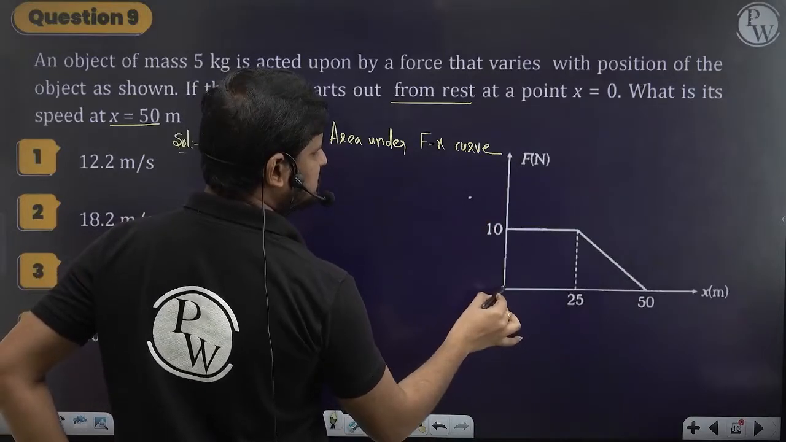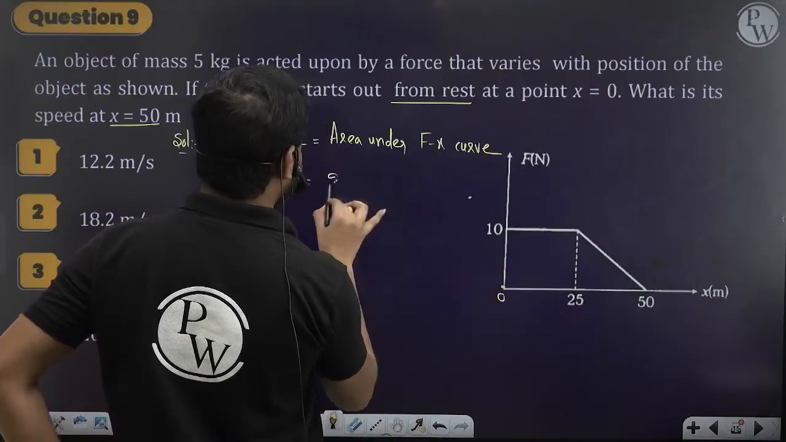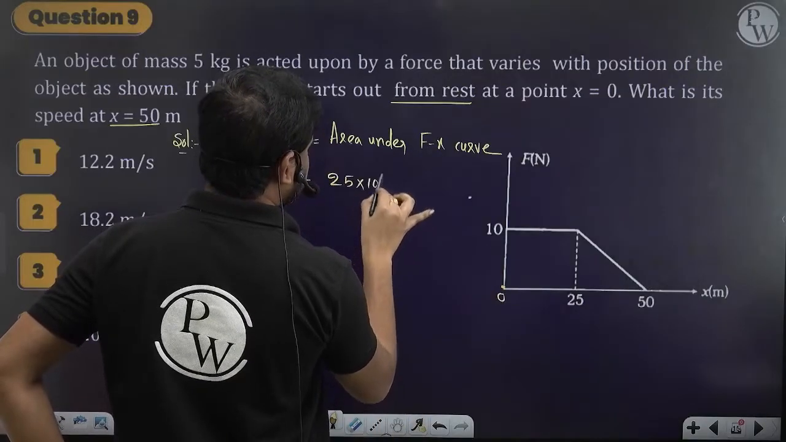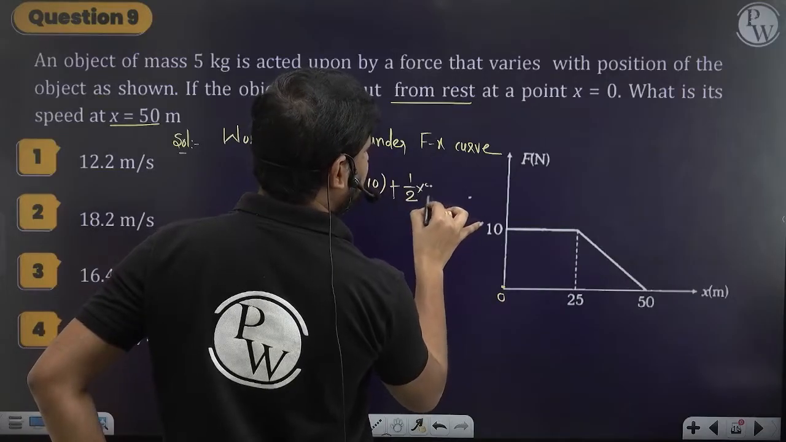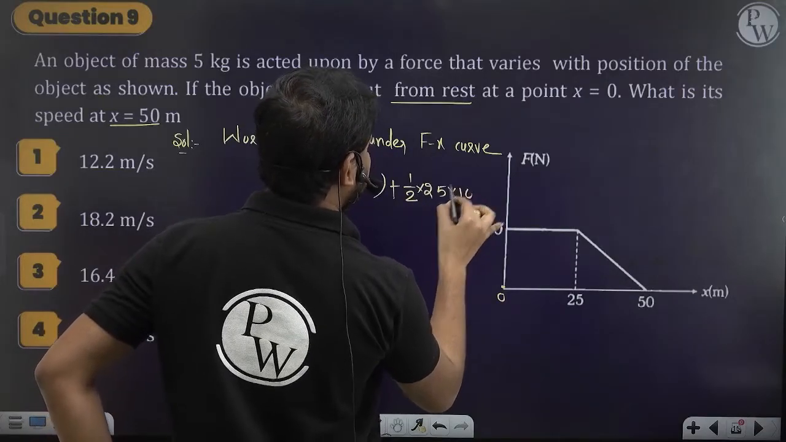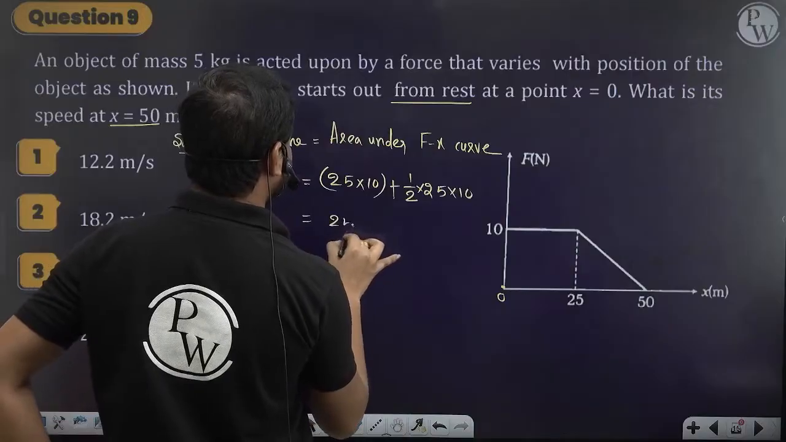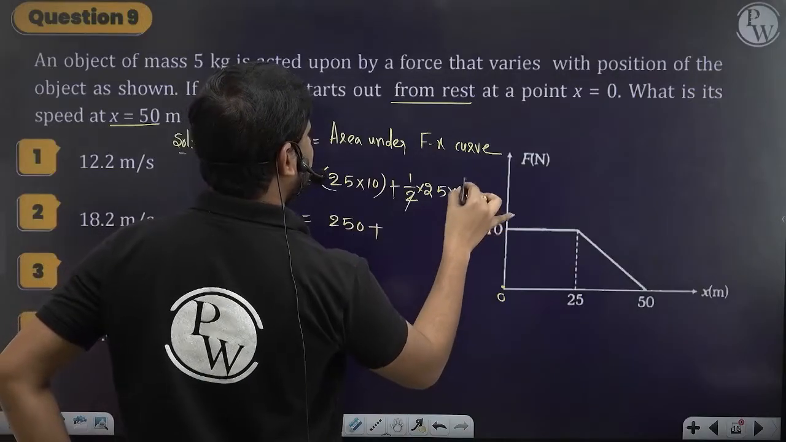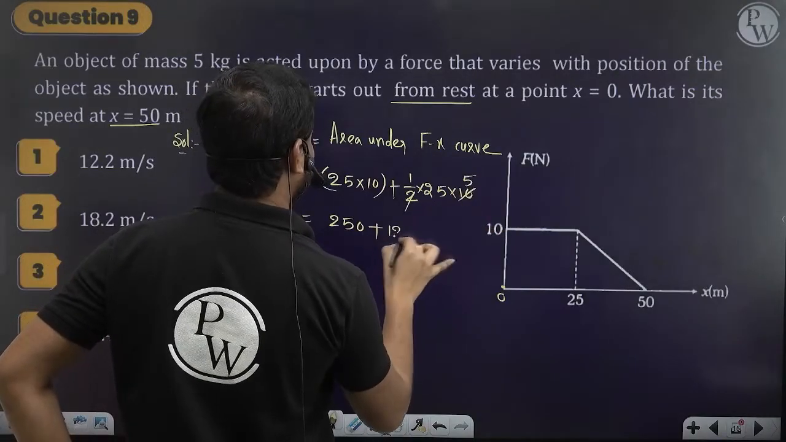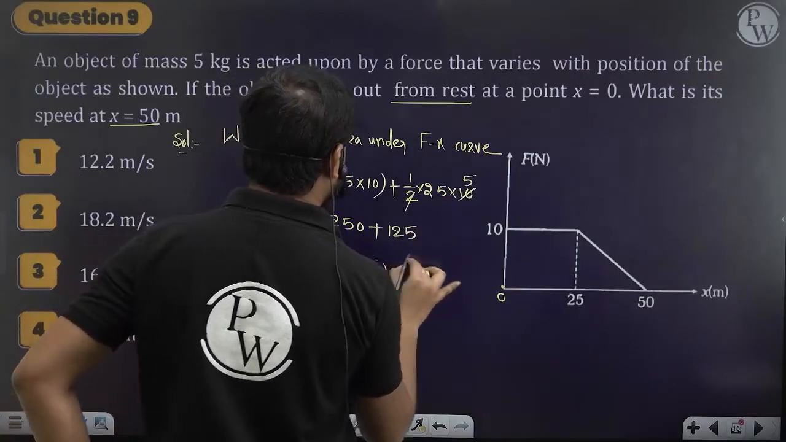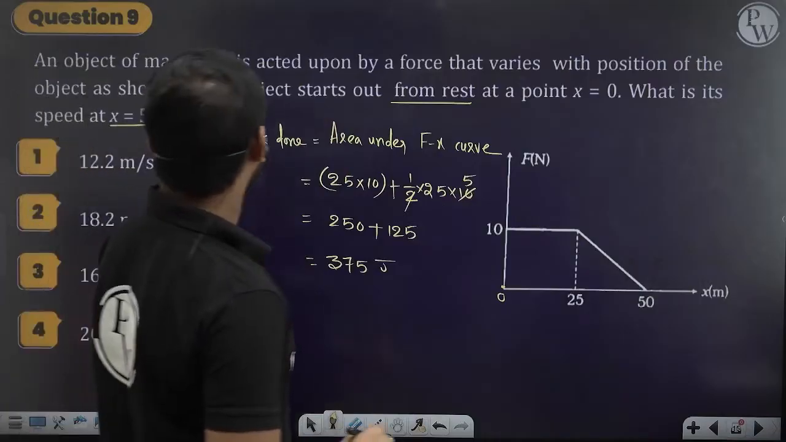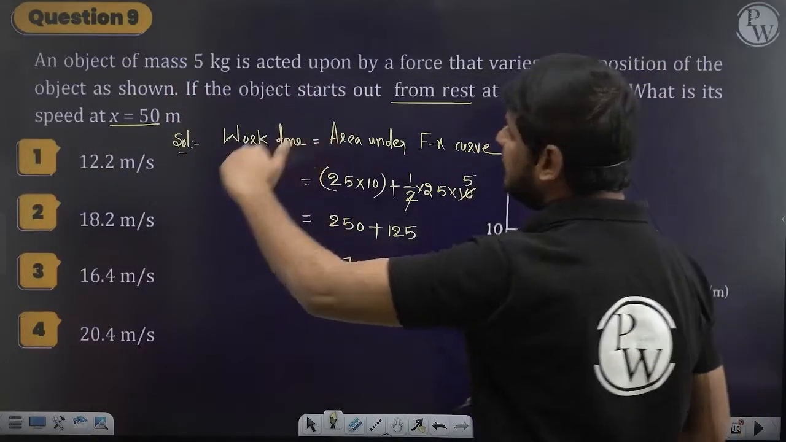So we have this as 0. 25 into 10, plus this is a triangle, half into base 25, height 10, right? So from here we get 250 plus 5 times 25, which means 125, which is nothing but 375 joules is the work done. But what they are asking us to find is its speed at 50 meters.